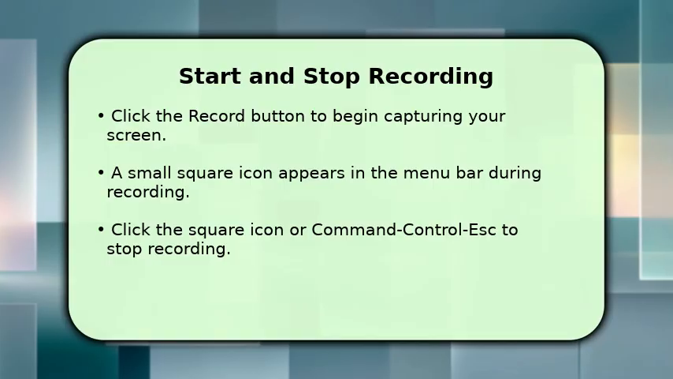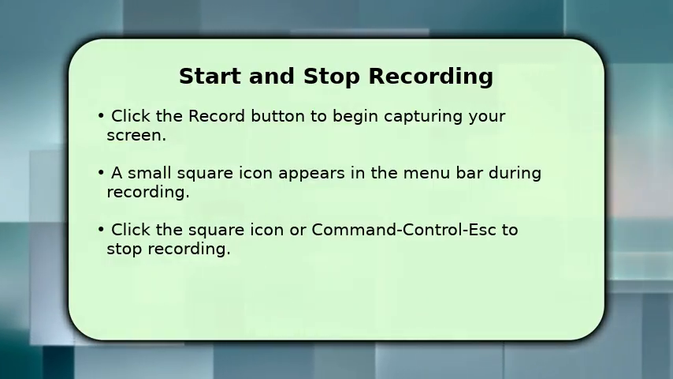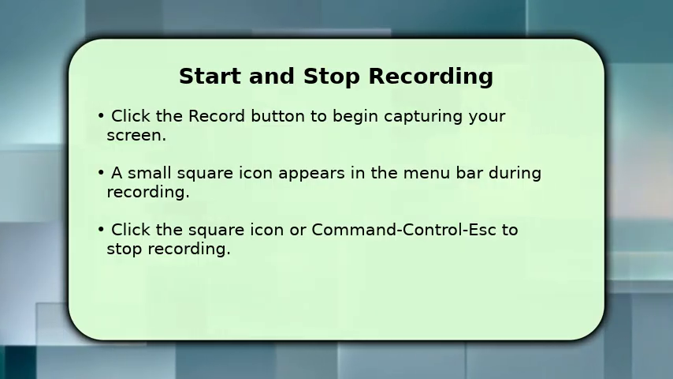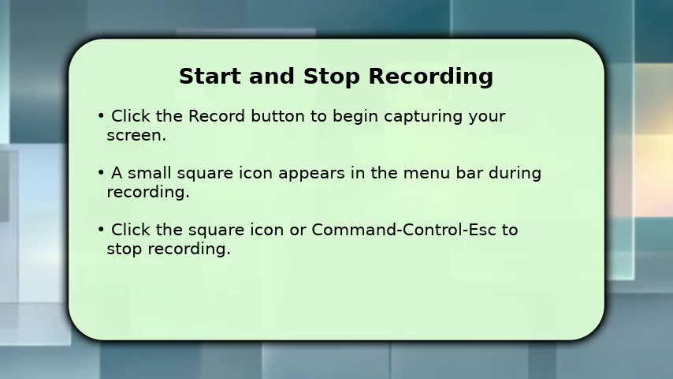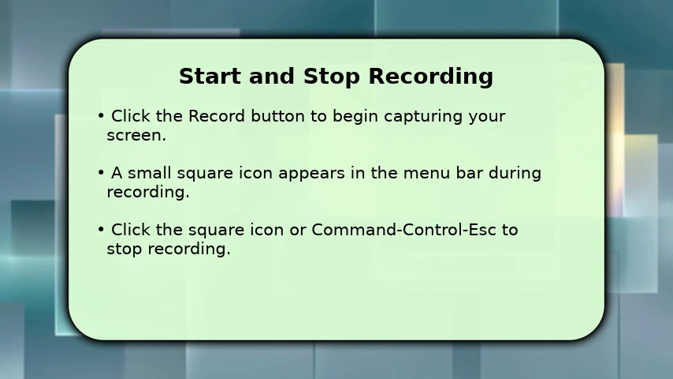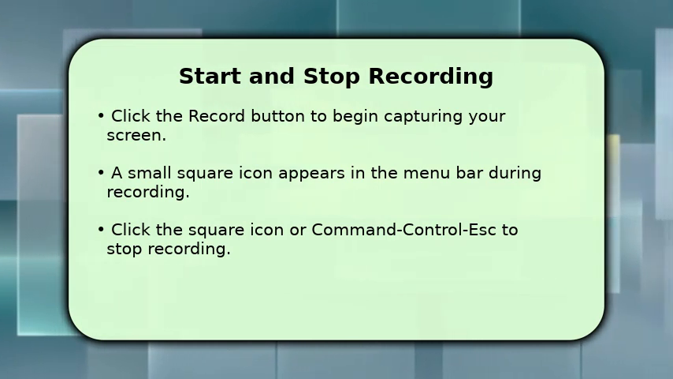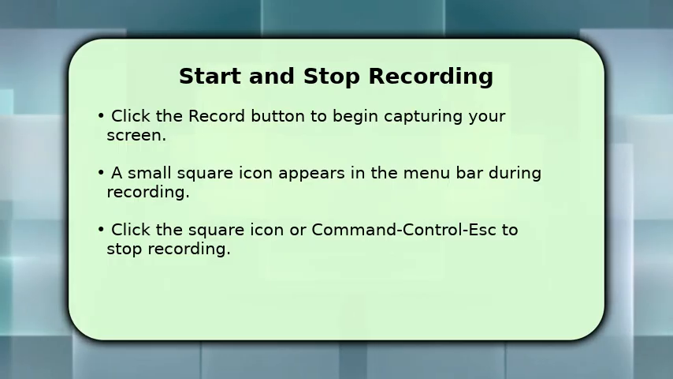Once your settings are good, click the Record button to start capturing. A small square icon will appear in your menu bar, indicating that recording is active. When you're finished, simply click this square icon in the menu bar or press Command-Control-S to stop the recording. Your video will then be saved to your chosen location.